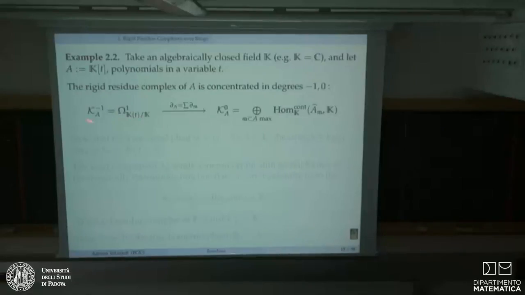Since the prime ideals here live in degrees 0 and 1, the residue complex is in degrees 0 and minus 1, because we put a minus. In degree minus 1, as expected, we have 1-forms with values in the function field. Let's call them meromorphic differential forms. In degree 0, we have the injective hull, which is the function field. In degree 0, we'll also have to go over the closed points, the maximal ideals, and for each one of them, exhibit an injective module corresponding to that ideal.